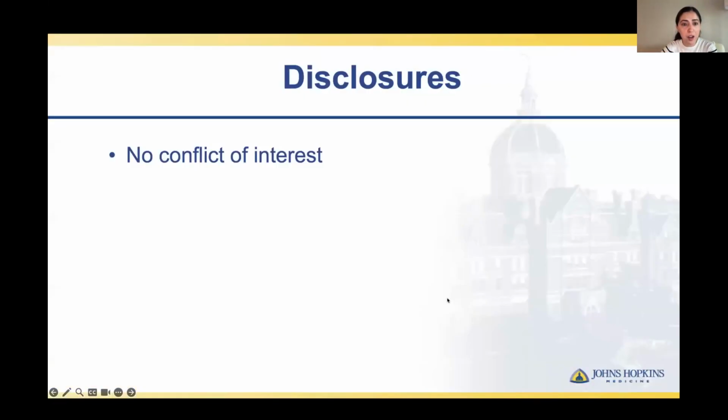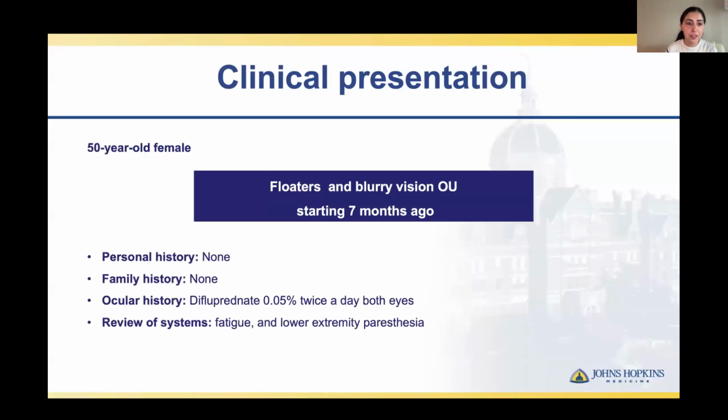I have no conflict of interest to disclose, and this is the case of a 50-year-old female presenting to our clinic with floaters and blurry vision in both eyes, which started 7 months ago. She had no prior relevant family or personal history, and regarding her eyes, she had been treated with difluprednate in both eyes on a weekly taper without any improvement in her symptoms. She was now currently using it twice a day in both eyes. During the review of systems, she referred to have fatigue and lower extremity paresthesia.